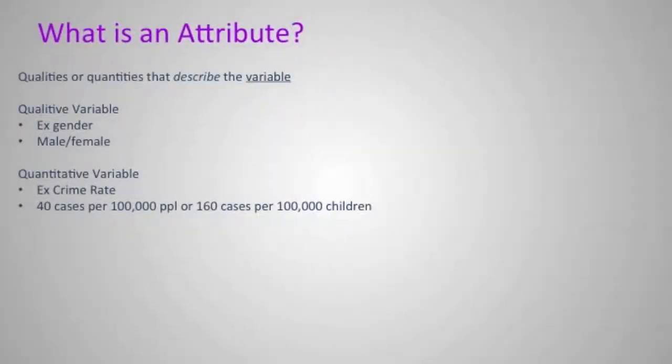So an attribute is a quality or quantity that describes the variable. For example, in a qualitative variable, an attribute would be gender, and in a quantitative variable, the attribute would be crime rate.